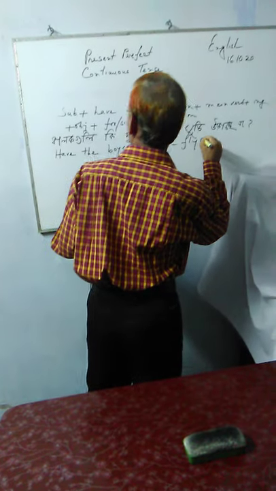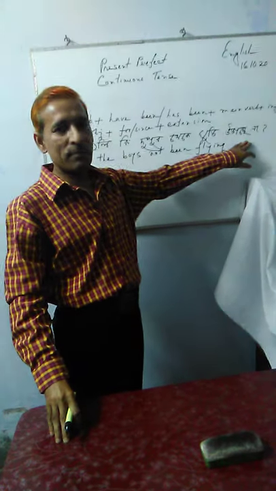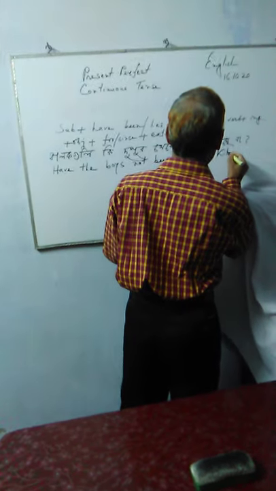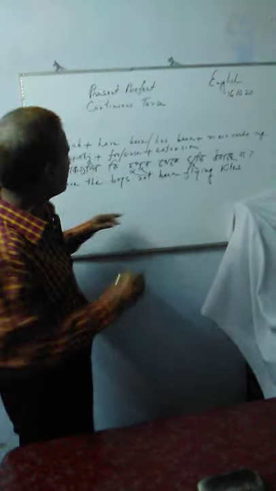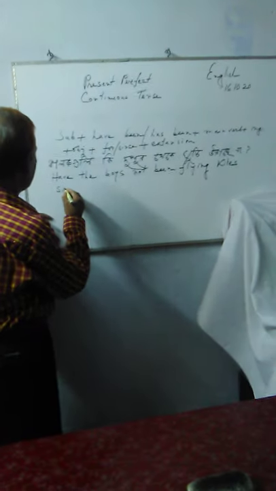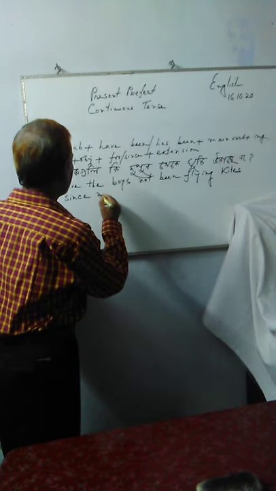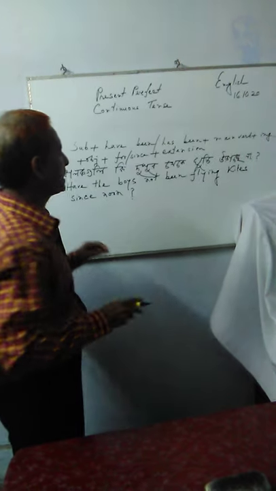As there are many ways, so we can write kites, kites, kites. Since noon. This is a negative interrogative sentence.